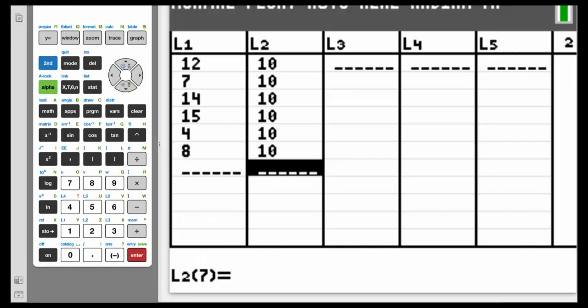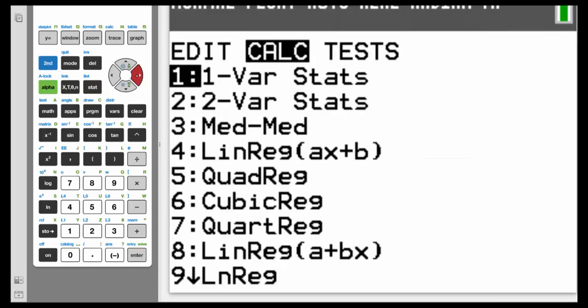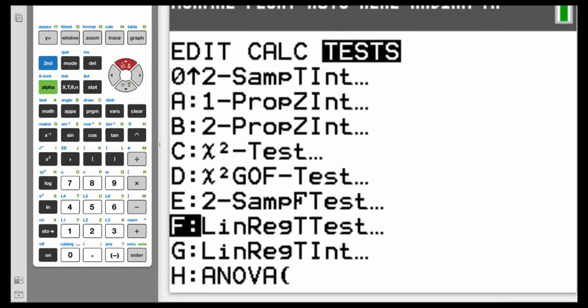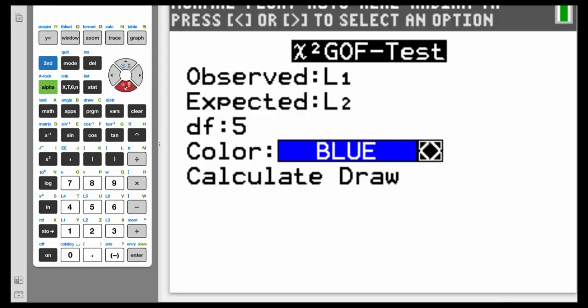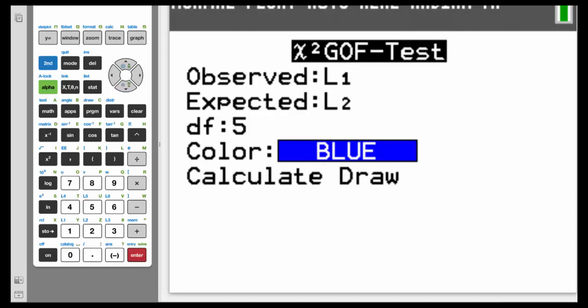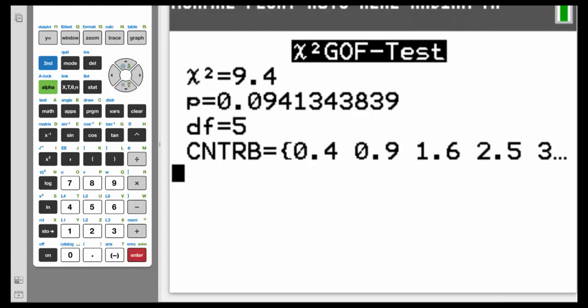Okay, so I put the observed values as L1, and the expected counts as L2. So again, go to Stat, go to Tests, it'll be letter D, chi-squared goodness of fit test, observed is L1, expected is going to be L2, degrees of freedom, that's 6 minus 1, that's 5, highlight calculate, hit enter. So rounding to 4 decimal places, that's 0.0941. Let's put that on the paper now.